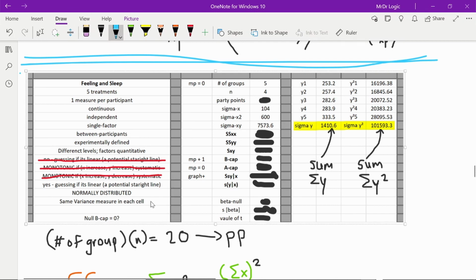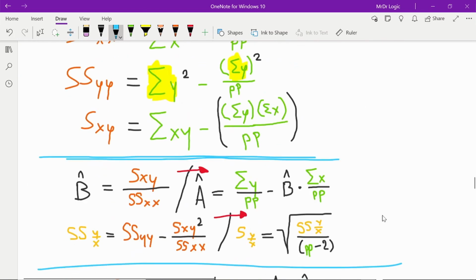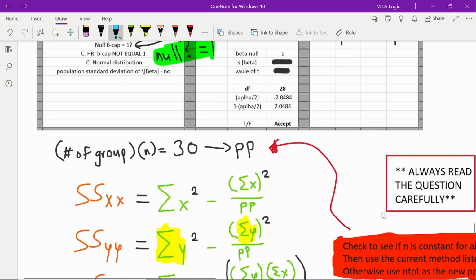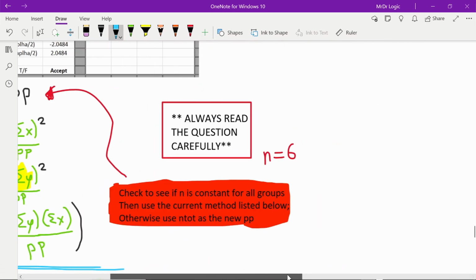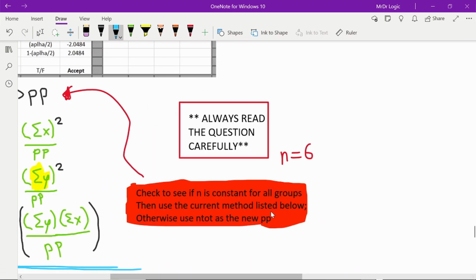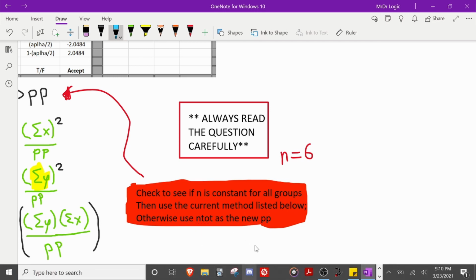The moment you finish this, you go right here. Now, I just want to quickly note that I know I'm cheating and scrolling all the way down, but you have to check and see if the n is always constant. Where's the thing? If the n is always constant for all groups, then use the current method listed below. Otherwise, use n total as the new PP. Okay, so come on.